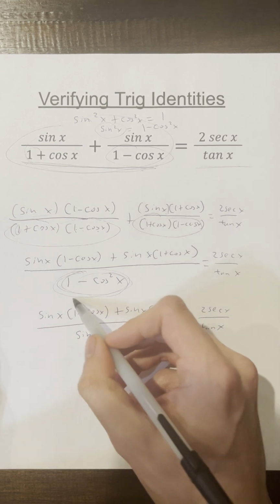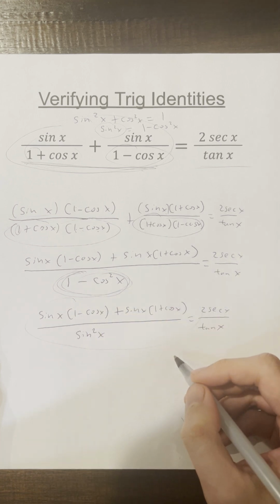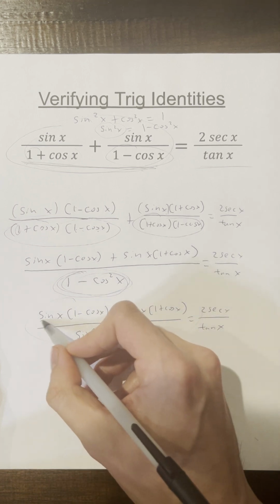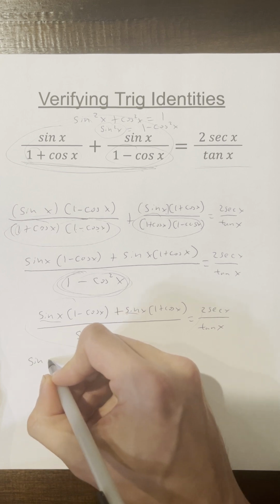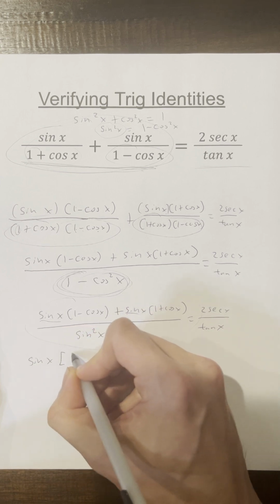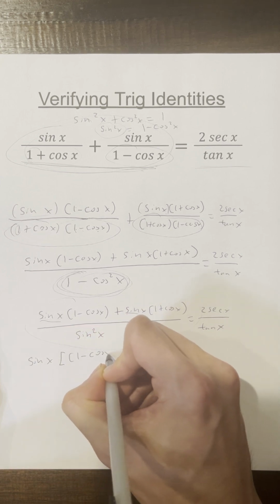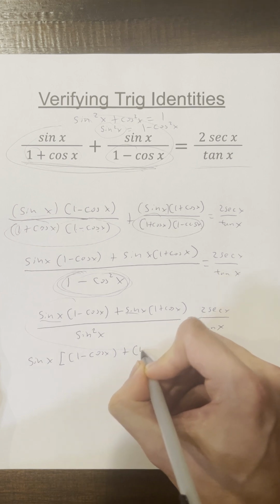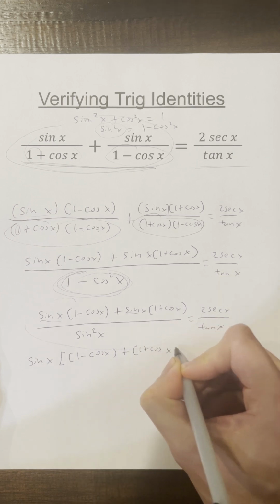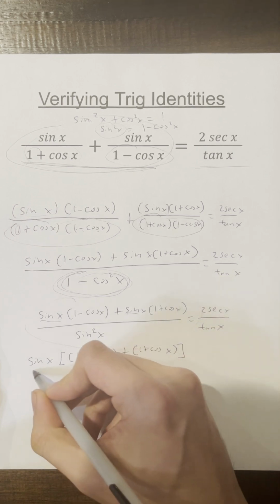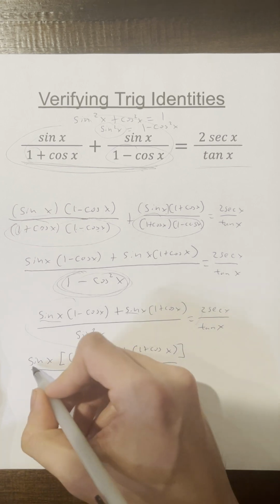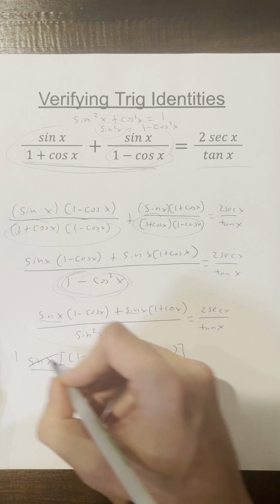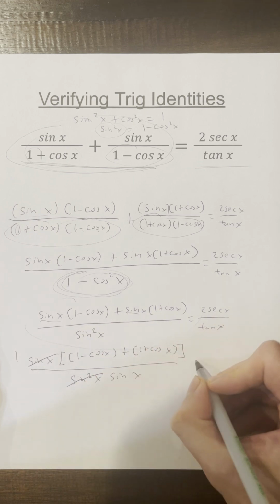Okay, can we simplify further here? Well, yes, if we factor out a sine, we can cancel. So let's go ahead and do that. Okay, and we just cancel. So this is 1, this becomes sine x.